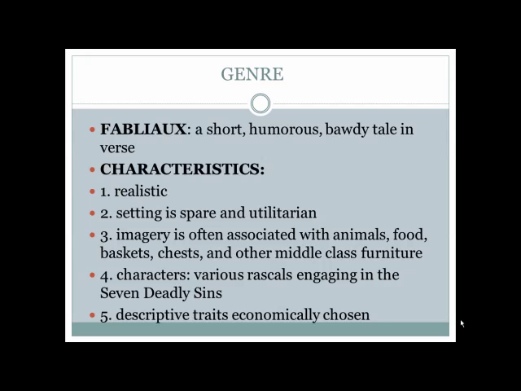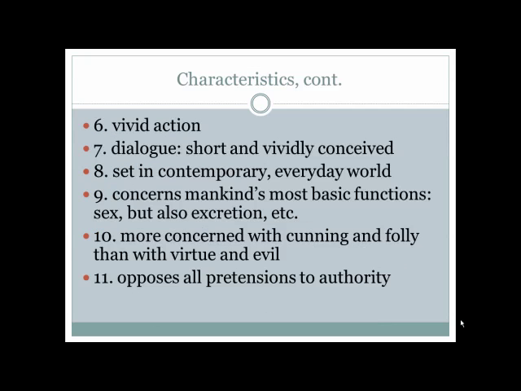Characters are various rascals engaging in the seven deadly sins. Descriptive traits: you're not describing the person just to draw a nice image in your mind. Everything that is said to describe them is very specific and will be used at some point in the story. The action is very vivid. Dialogue is very short, not a lot of long monologues. It's usually set in a contemporary everyday world, meaning for that time frame. So it's not once upon a time or in a galaxy far, far away. It's a very contemporary setting.